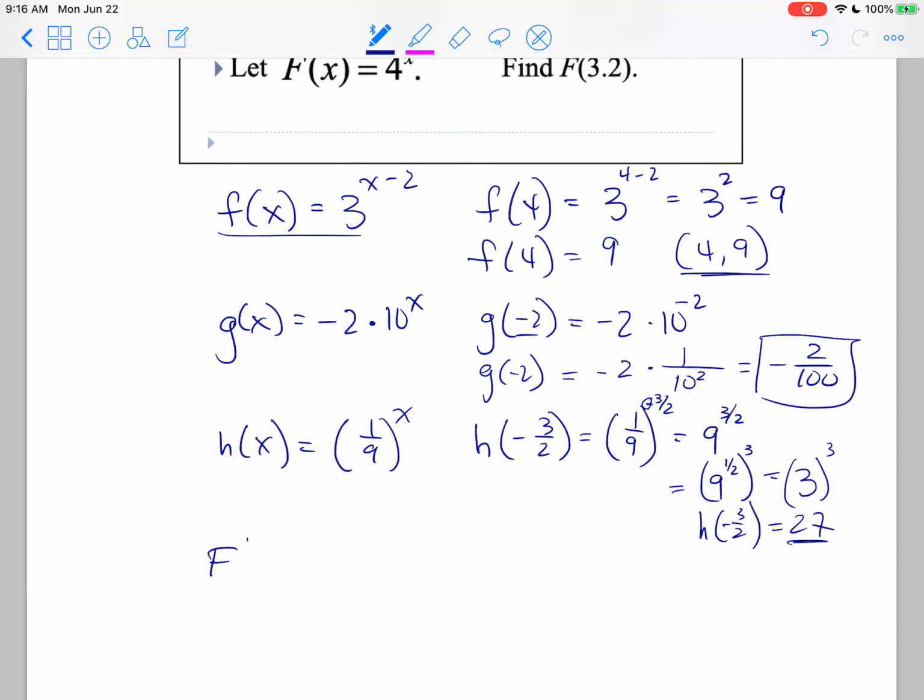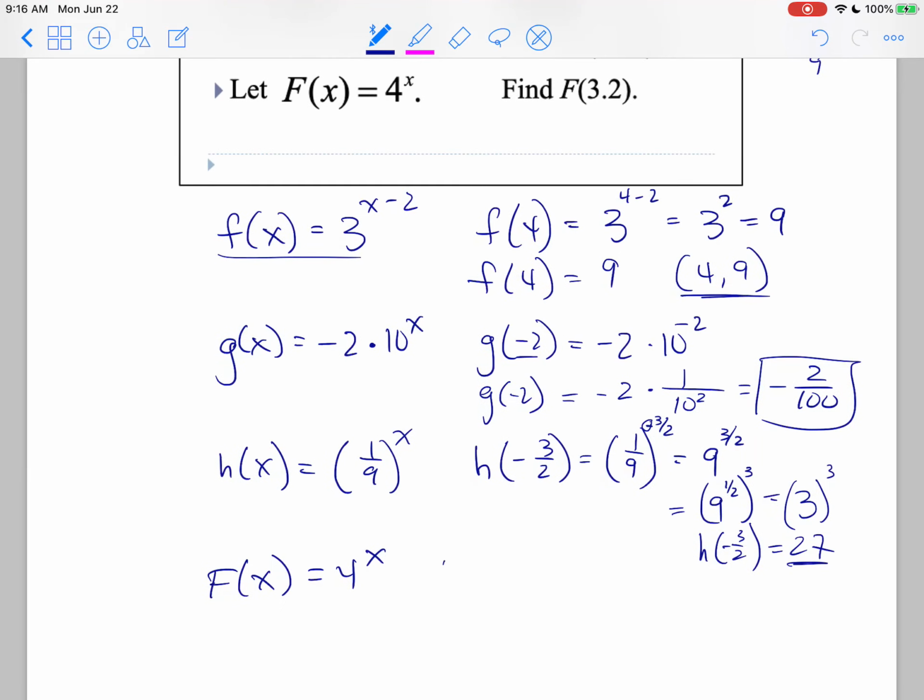Now this last one, big F of x equals 4 to the x, we're supposed to find f of 3.2. I can't do this without a calculator, so I'm actually just going to put this in my calculator. I'm going to use the caret on my calculator, so I'm going to press 4, then I'm going to hit the caret, which is the button right above division, and then I'm going to type in 3.2 and hit enter, and it gives me 84.449.